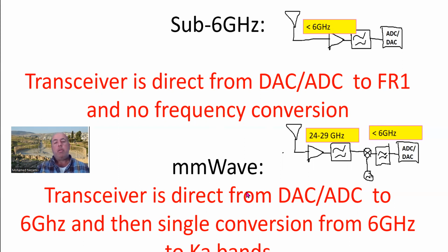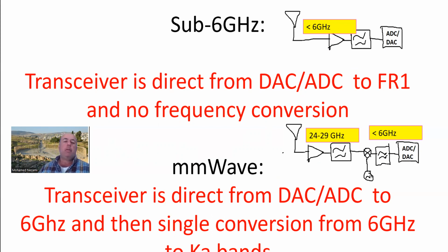Now, for millimeter wave, we do need a single frequency translation. So we can come in on the receive side here. If you're operating, say, between 24 to 29 gigahertz, you need to get down to sub-6 gigahertz, and then you just basically recycle a design from above here. And that's what I'm going to do in the demos.